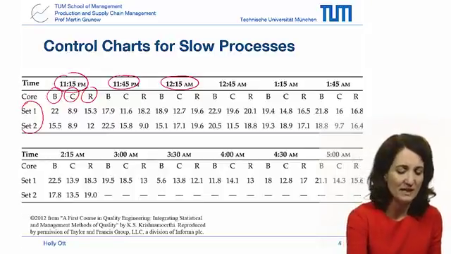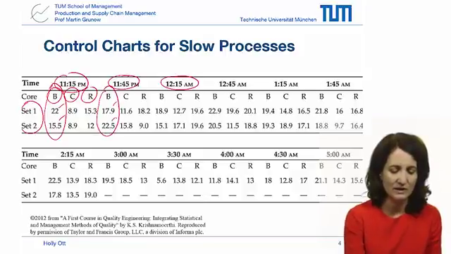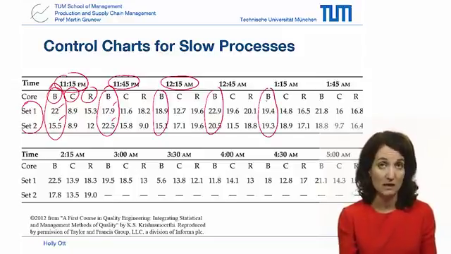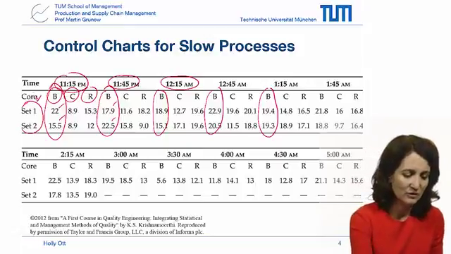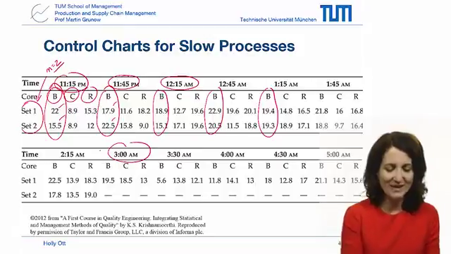So for example, for B, you get 2 measurements at 11:15 p.m., 22 and 15.5, then at 11:45 you get 17.9, 22.5, and you can plot these on a chart. So every half an hour you get a sample average and a sample range. Admittedly, the sample size is only n equals 2, but it's a small sample. But what happens at 3 a.m.?